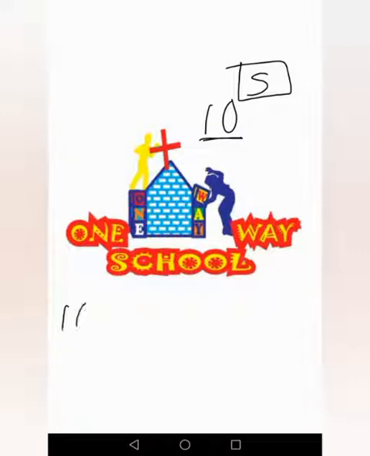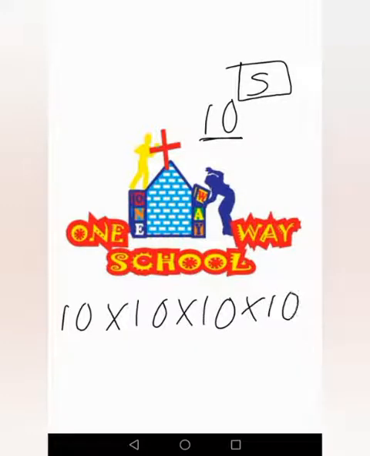For example, 10 times 10 times 10 times 10 times 10. So this 10 is multiplying itself how many times? 1, 2, 3, 4, 5. Are we there?